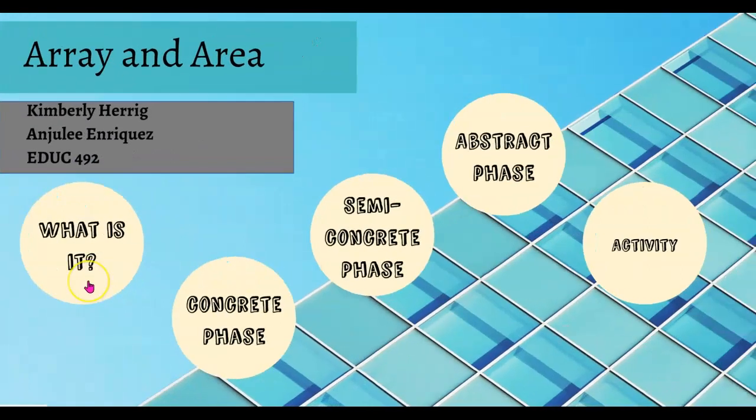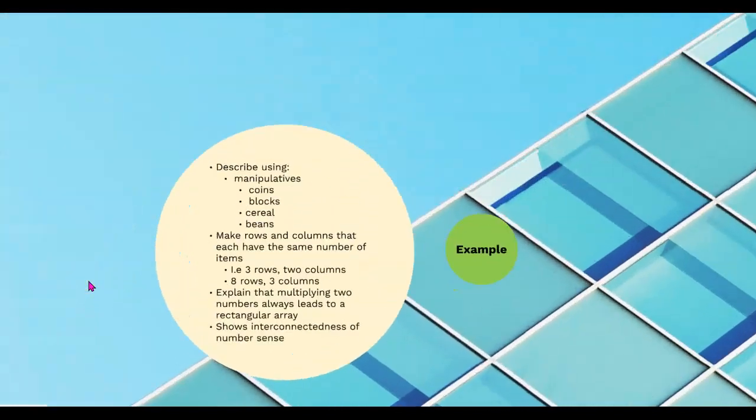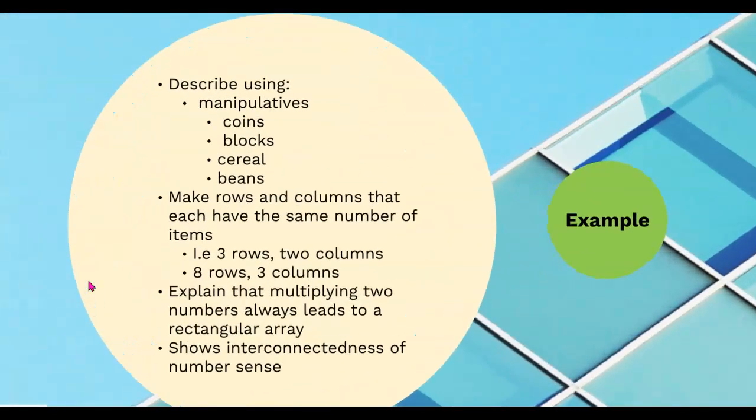Going into the different phases of array and area, the concrete phase is described by using manipulatives such as coins, blocks, cereal, and beans. What we'll do is we'll make rows and columns that each have the same number of items, such as 3 rows and 2 columns, and 8 rows and 3 columns.